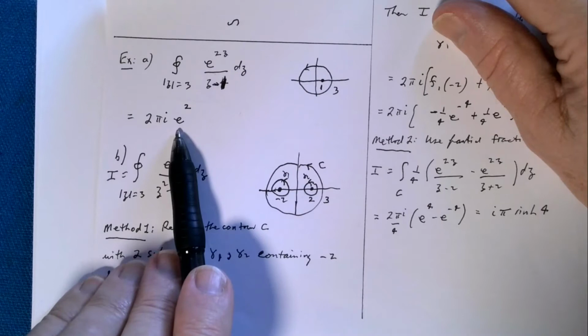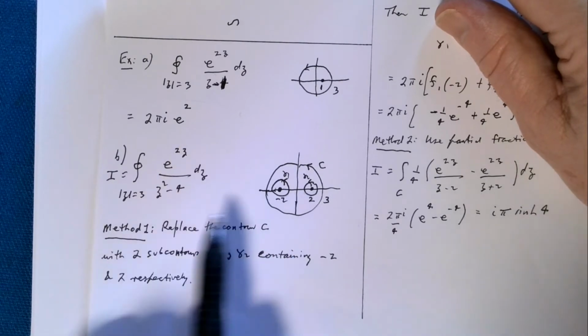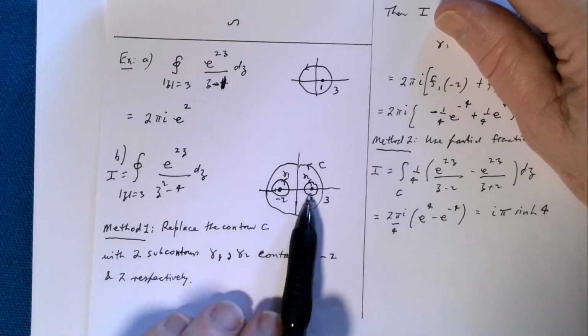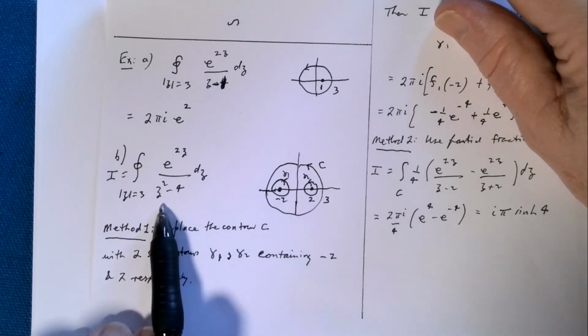That's it, that's the value of the integral. No integration to be done, it just comes out immediately. For the second one, we have 2 points inside the contour. We've got one at 2 and one at minus 2, which make the denominator 0 here.